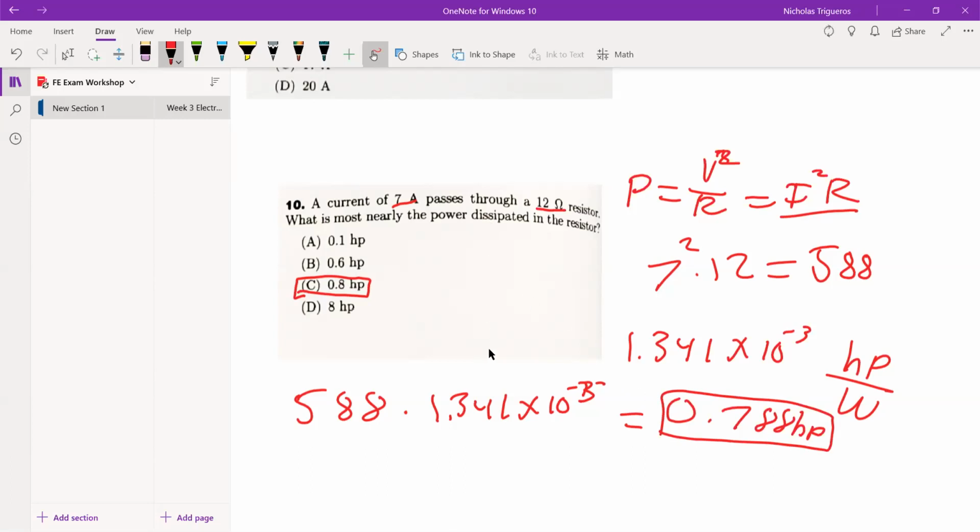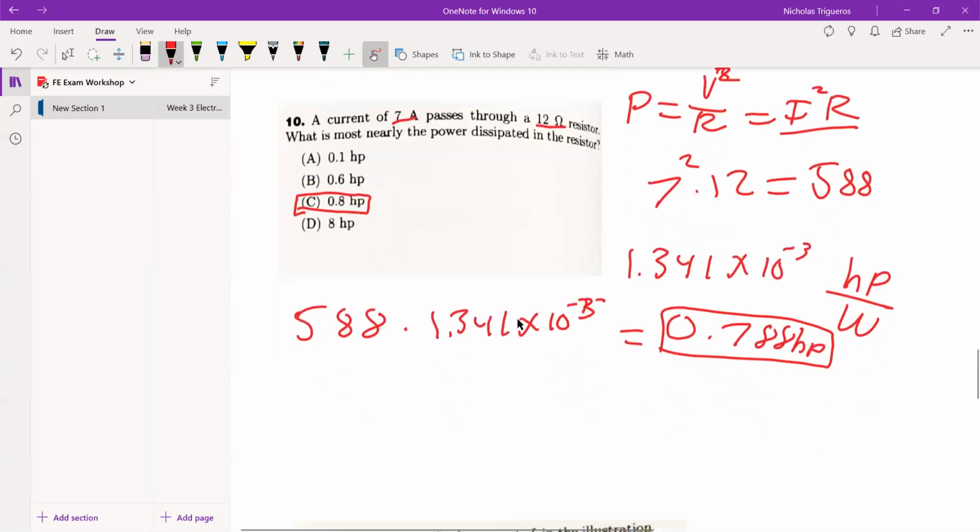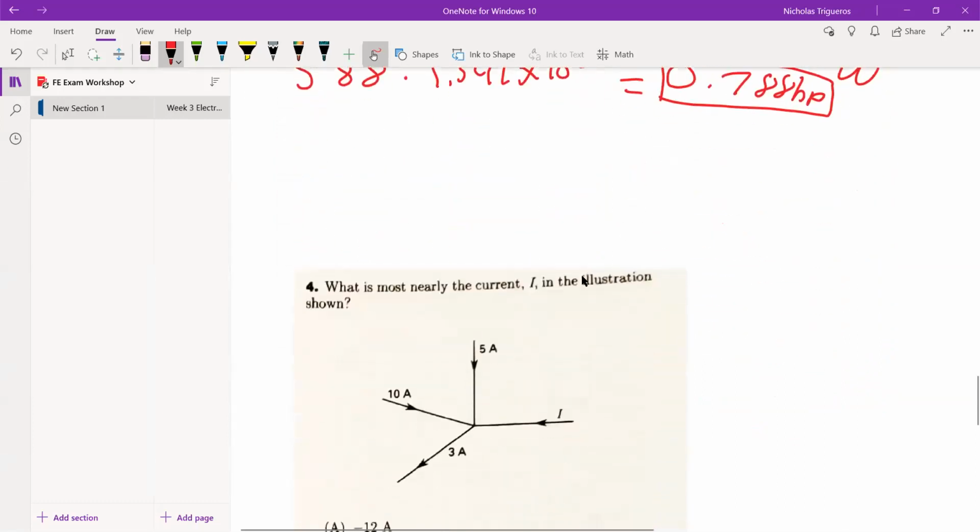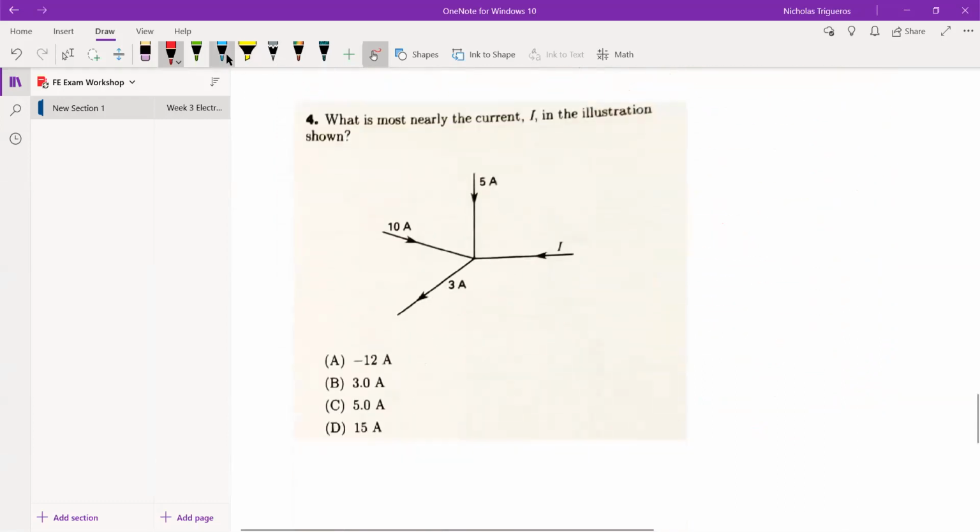Cool thing, at the end of the handbook you will have a bunch of conversion factors, which can be useful if they ask for something in a different unit. It shouldn't be too difficult to get to it. Okay.